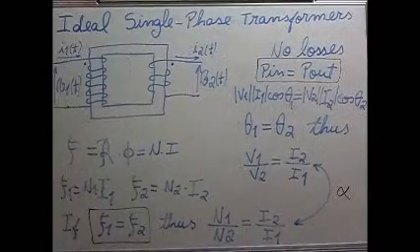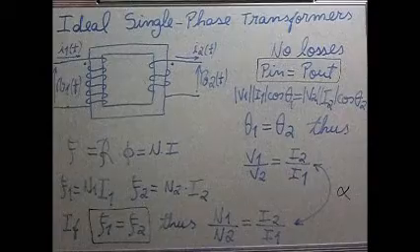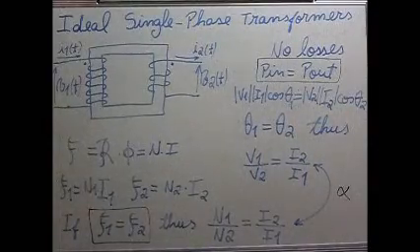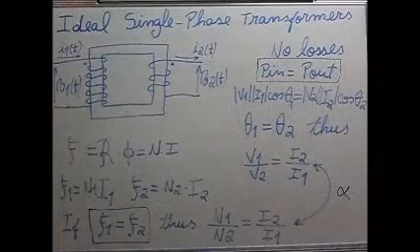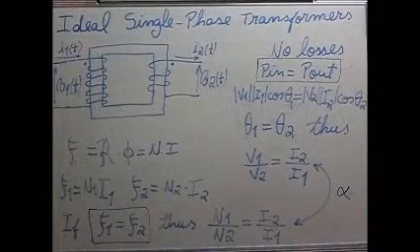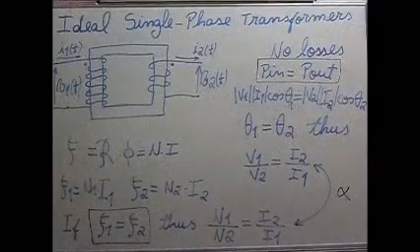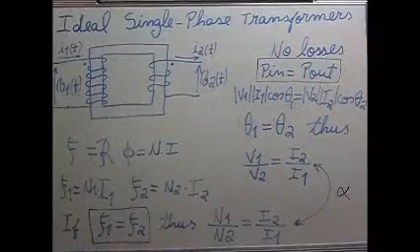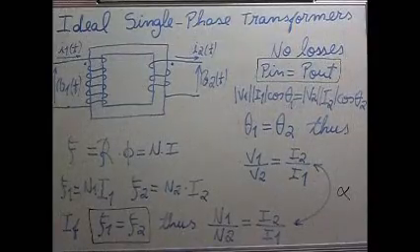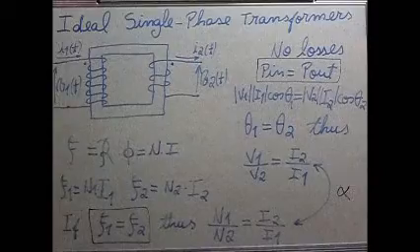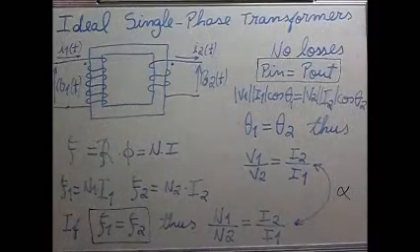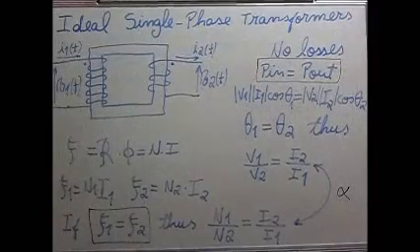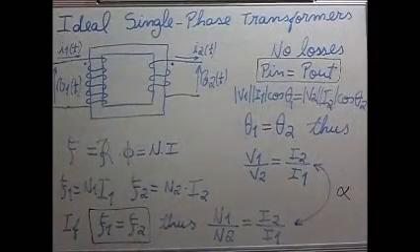We have there V1 divided by V2 equals I2 divided by I1, which equals N1 divided by N2. It holds for all ideal transformers. If you are solving a problem and it says that you are dealing with ideal transformers, you must apply these relationships because they are valid and they help you solve problems.